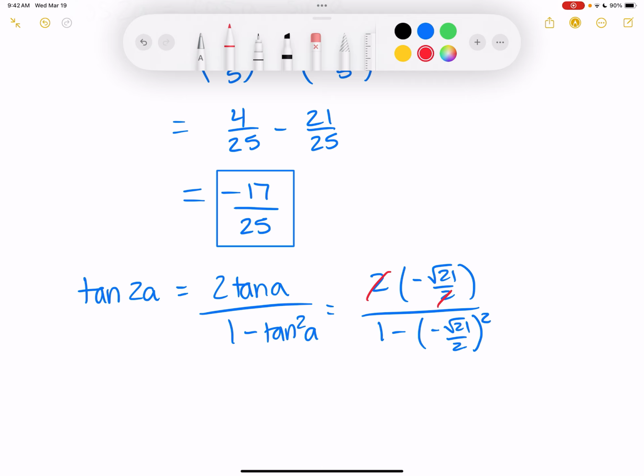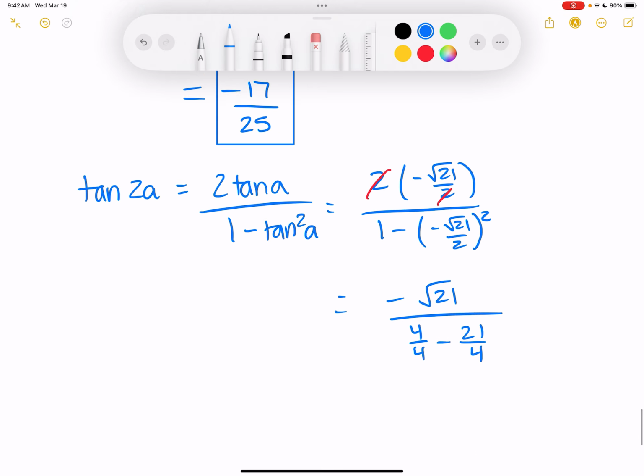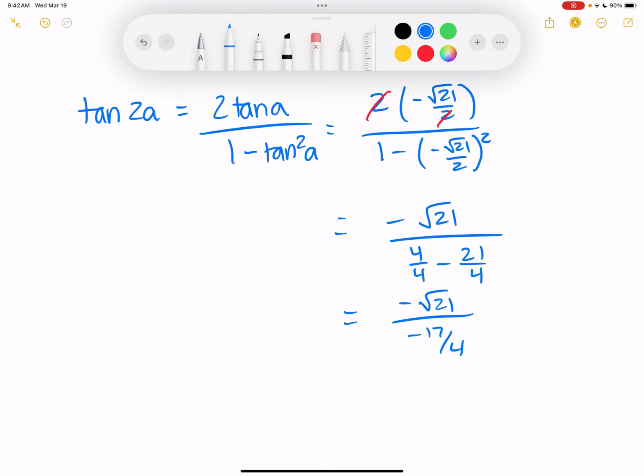Alright, so on top, I'm left with just the negative square root of 21. On the bottom, 1 minus. I'm going to go ahead and rewrite this 1 as 4 over 4 because I know that this is going to be a 4 on the bottom. Minus 21 over 4. What is that? Negative 17 over 4 on the bottom. Keep, change, flip. Both of these things are negative, so it becomes positive. So this is 4 root 21 over 17.